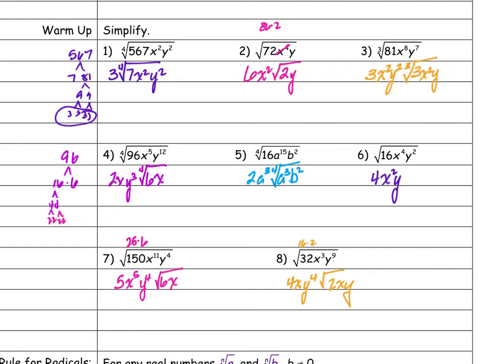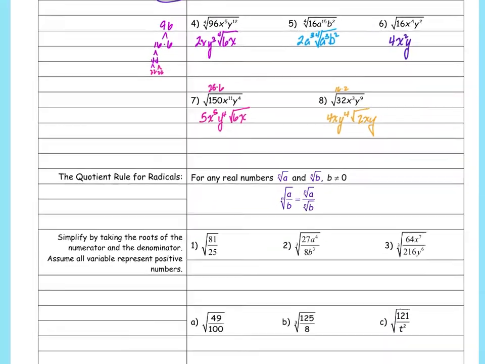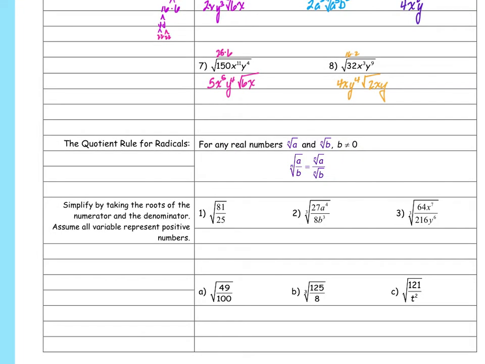Anybody has any questions, please ask. Okay. So we're still going to be simplifying square roots, only now instead of multiplication, we're going to talk about division. So for any real numbers, the nth root of a and the nth root of b, where b cannot equal 0, the nth root of a divided by b equals the nth root of a divided by the nth root of b, right? And because it's an equal sign, it goes both ways.